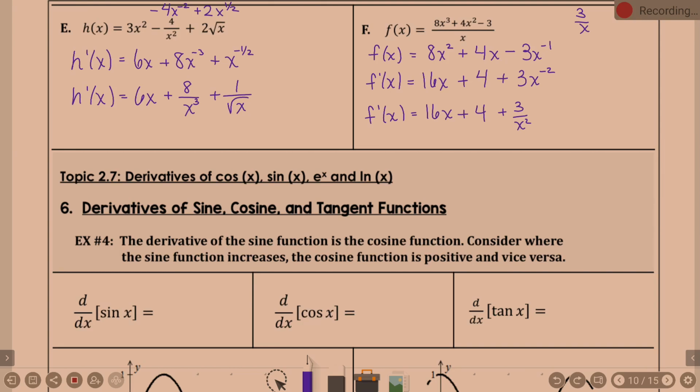The derivative of sine function is cosine. So the derivative of sine x is cosine x. The derivative of cosine x is negative sine x. So they are opposite each other, except there's a negative involved. And the derivative of tangent is secant squared x.